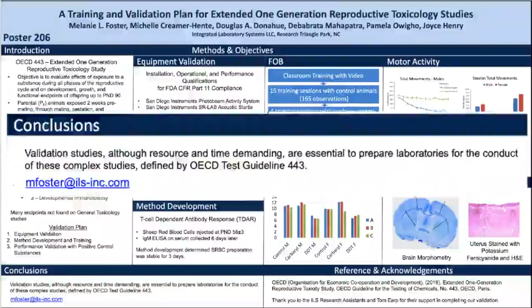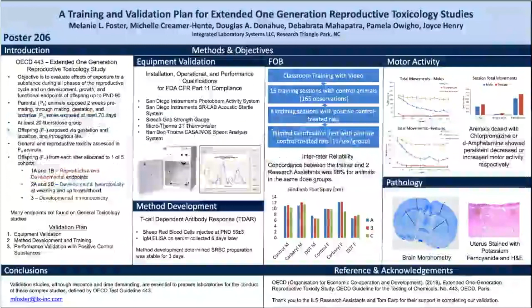These studies have many different parts, and it requires collaboration in order to get all the components validated, but a comprehensive validation study is essential in order to be able to confidently carry out the full extended one-generation reproductive toxicology studies. I want to thank everyone at ILS that helped in getting this study completed.